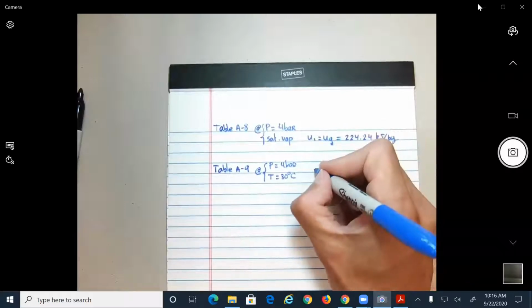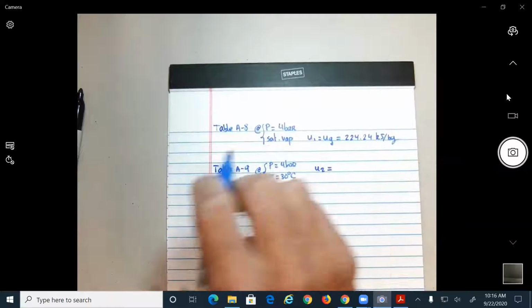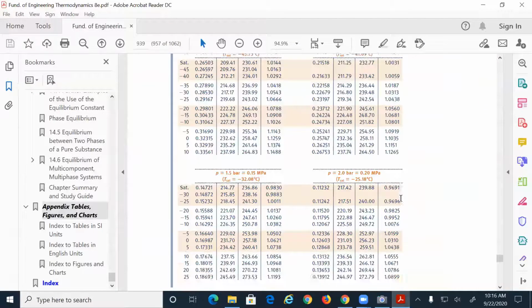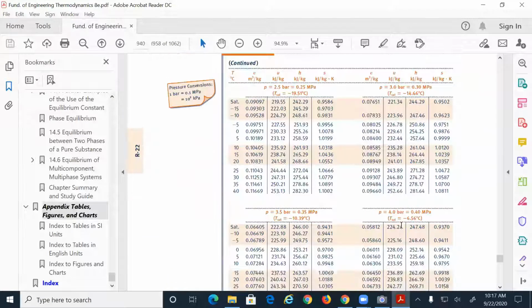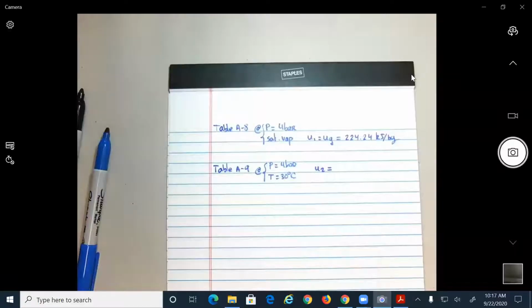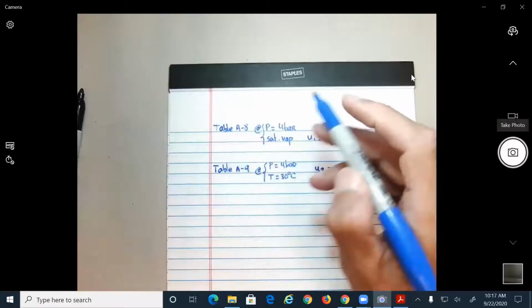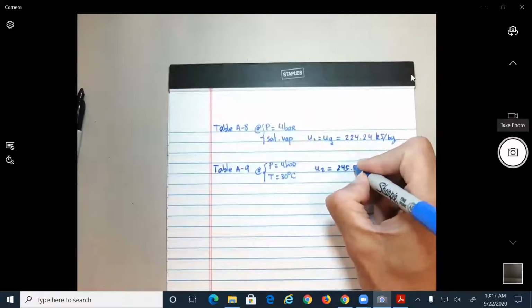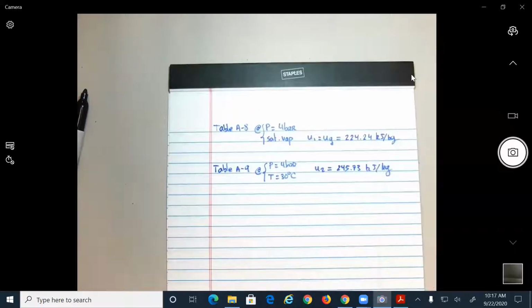So here you will find that U2 will be equal to what? So let's see. We go to table A9 at 4. We know that internal energy will be the second column over here. So at 30 degrees, we have the value 245.73. Okay? So U2 is 245.73 kilojoules per kilogram.